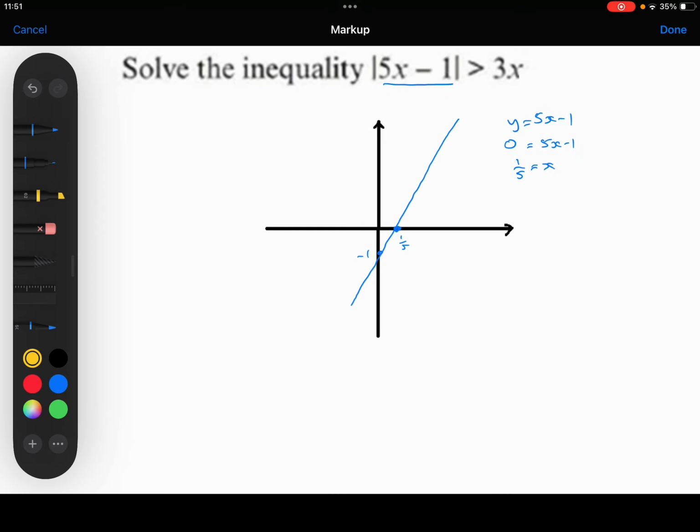I'm now going to take the modulus of the graph. So this part of the graph is completely unaffected. This part of the graph is going to be multiplied by minus 1, so it's going to move to be like this, where it's intersecting at positive 1.